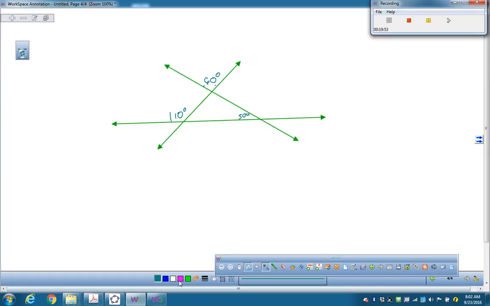And they'll say find angle A, B, C, D, E, F, G, H, I. Could you do that? Could you find all those other angles? What's angle A gotta be? 70. That's gotta be 70, right? What's angle C gotta be? 70. What's angle B gotta be? 110, and so on. This angle would be 60, right?